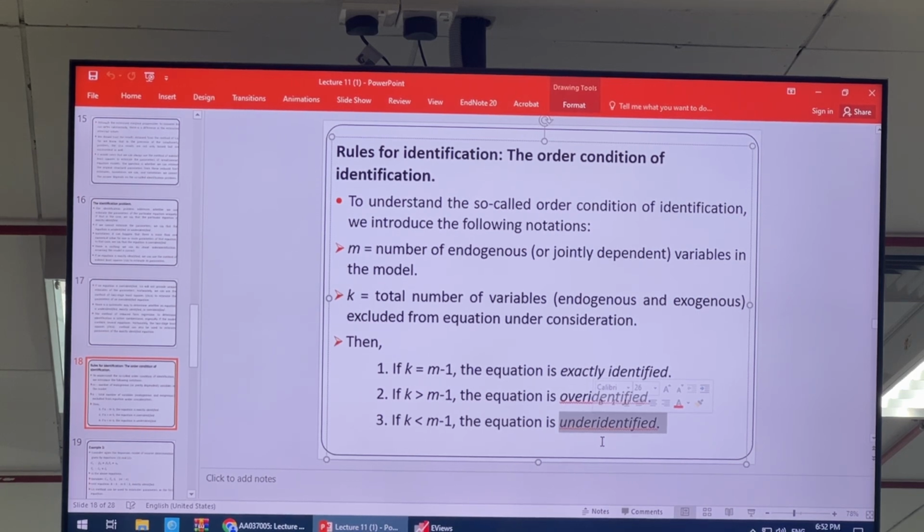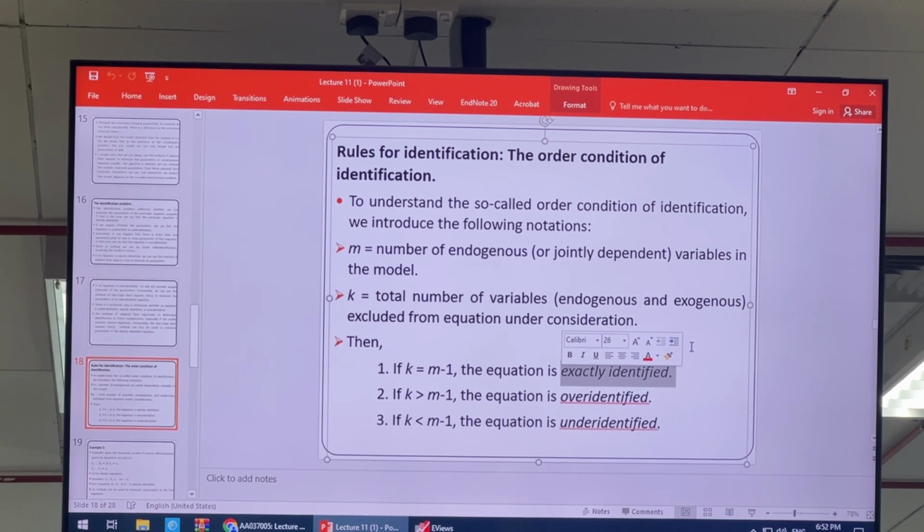You have to identify first whether the equation is exactly identified, over identified, or under identified. If under identified, don't waste your time; you will not get an estimate. If it is exactly identified, you can use either ILS or two-stage least squares. If it is over identified, you can get an estimate using two-stage least squares only, not ILS.